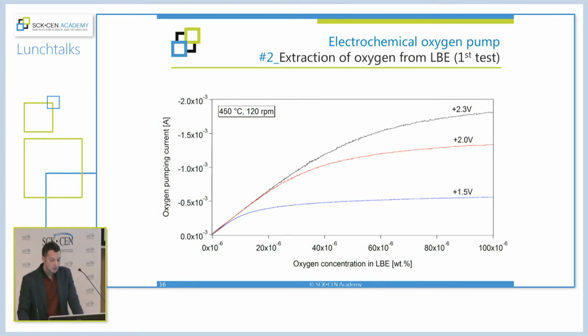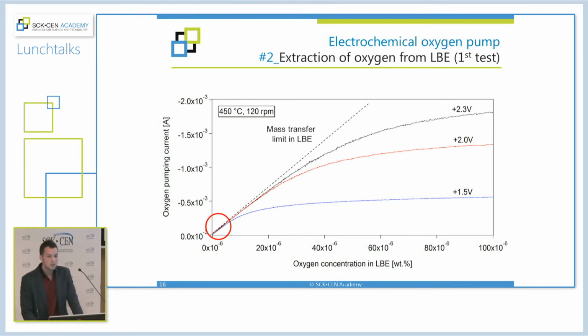By changing the driving force, we can see that there is a different response of our oxygen pump. The efficiency is increased, because here I'm plotting the current, the total current we can transfer. But if you remember from one of the first slides, when we look at the operating range, we are operating at low oxygen concentration. And here it looks like the applied potential doesn't play a role. In fact, there is a mass transfer limit in LBE.